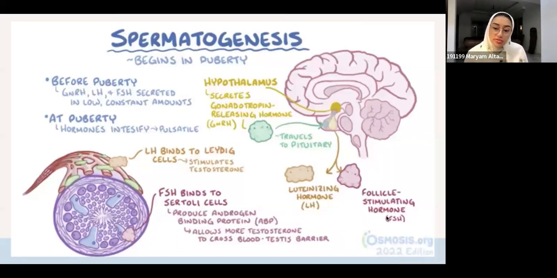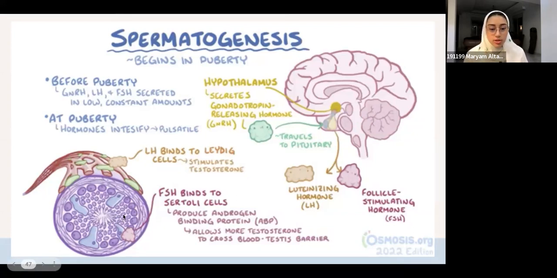Your FSH, remember, in females, this would bind to our granulosa cells. Here it binds to our Sertoli cells. The reason I'm saying that is that now everything gets a bit easier, because you can think of the male and female reproductive systems as parallels. So our FSH is going to stimulate the Sertoli cells to produce something called androgen binding protein. Why is this important? This causes more of the testosterone produced by LH to actually enter these cells and help with sperm production.